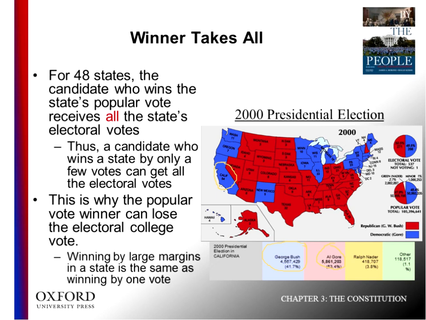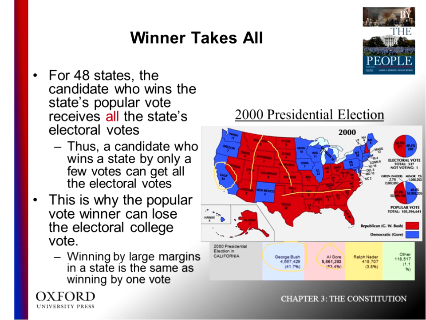But remember, this is not a national election. This is truly an election of 51 entities on one day, 50 states and Washington, D.C. And notice here what happened is George Bush just simply racked up all the small states. And we'll look at this later. It's called the Republican L or the Republican lock. And George Bush won all the little states.